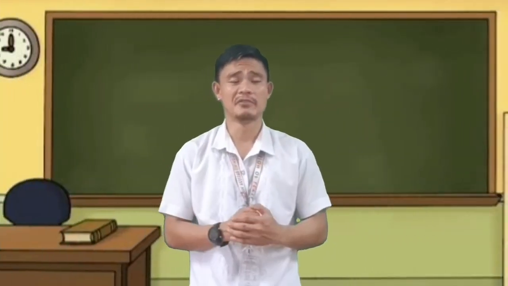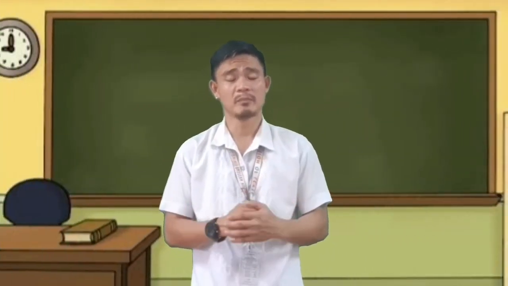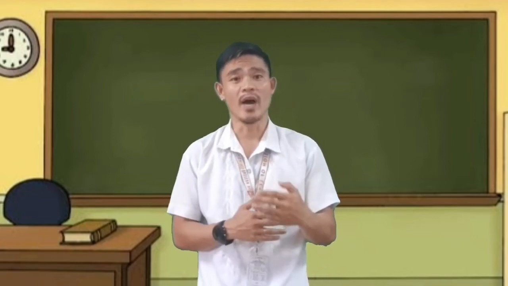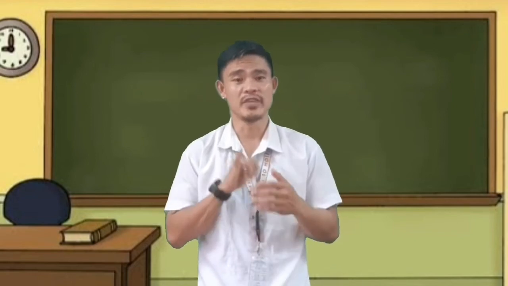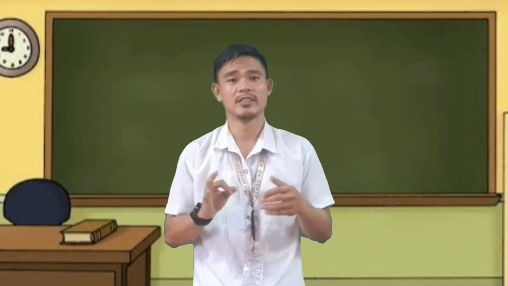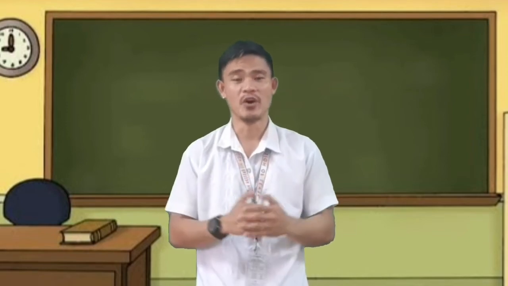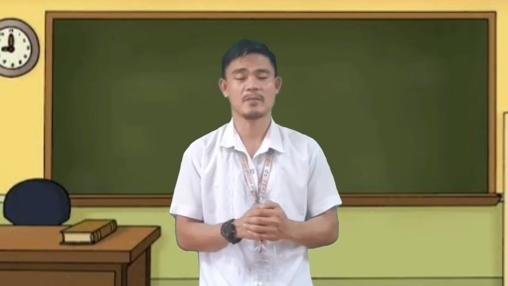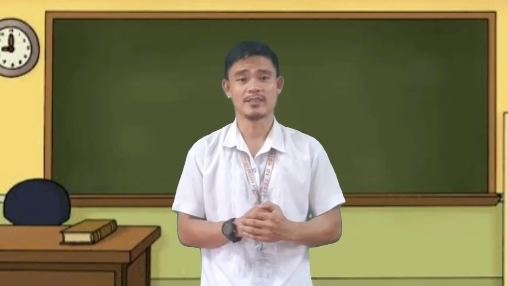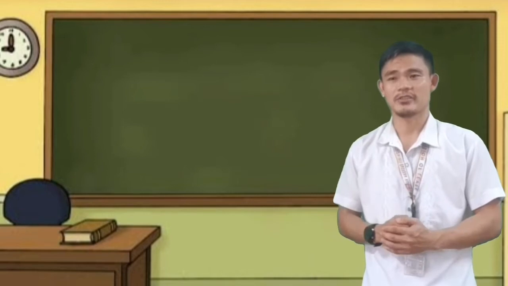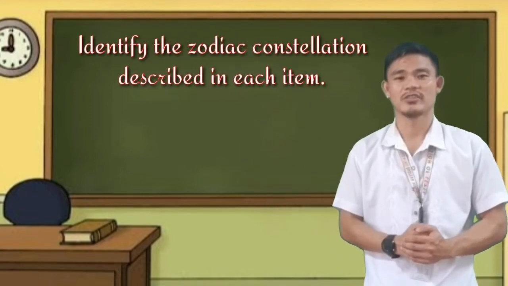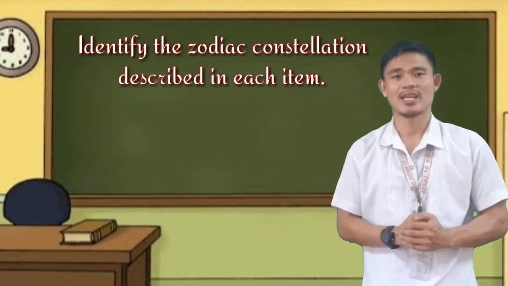This time we will have another exercise. But before we begin, I want you to always bear in your mind that while doing the activity, you should do the activity neatly, you have to write legibly, and you have to do it with no erasers. Are you ready? Yes, sir. Let's begin. The exercise says, identify the zodiac constellations described in each item.